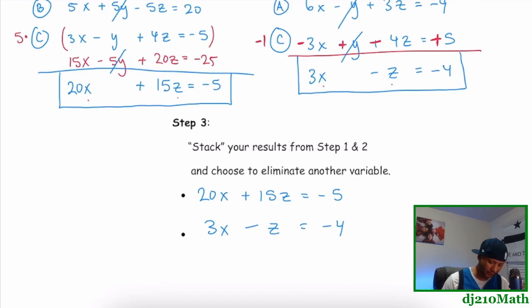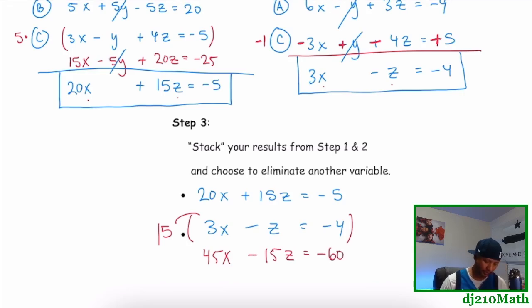Now I have to add these so that they cancel out. What I'm looking at is z. One's positive and one's negative. I just need the bottom to be negative 15, so I'm going to multiply the bottom by 15. It's already negative, so that's half the work done for me. When I distribute, 15 times 3 is 45x, minus 15z is equal to negative 60, 15 times negative 4.